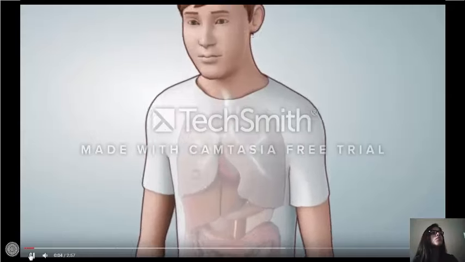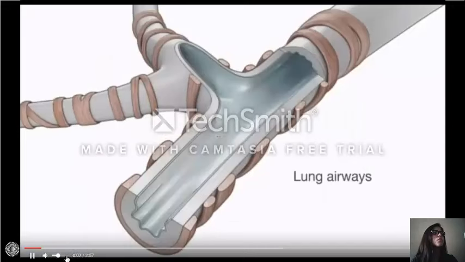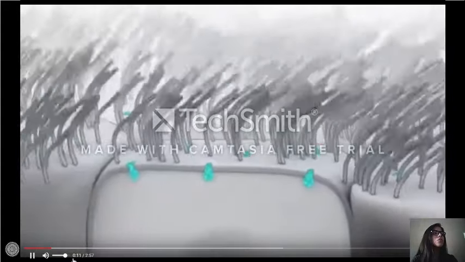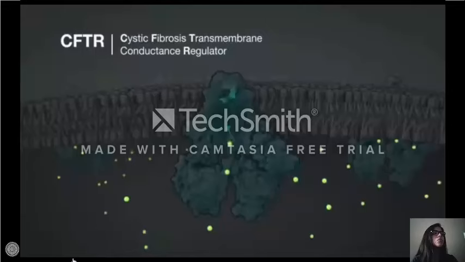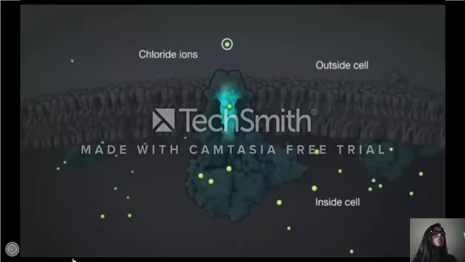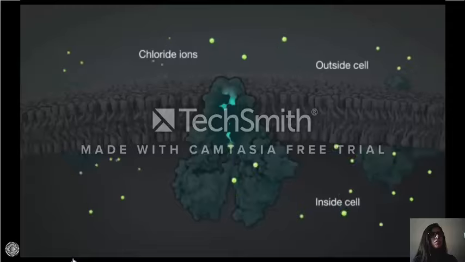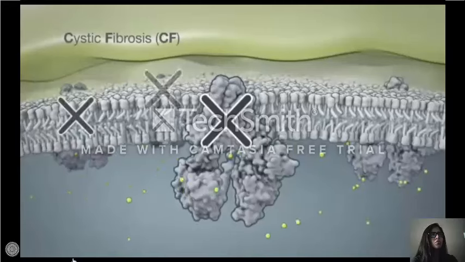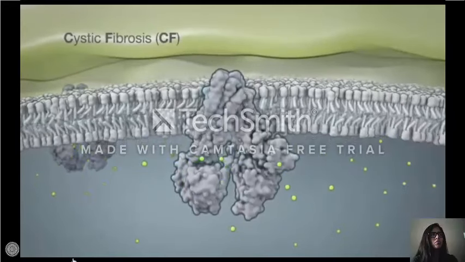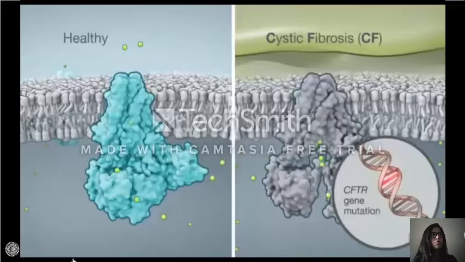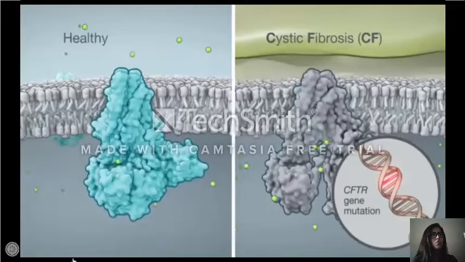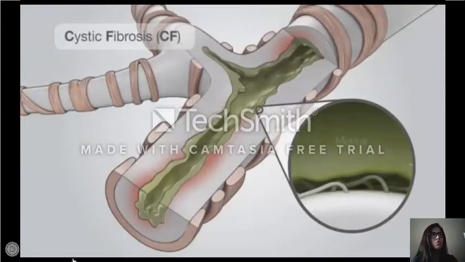in lung airways and passages in other organs. Cell surfaces have tiny proteins called CFTR. These act as channels for chloride ions to regulate the movement of salt and water in and out of cells. In cystic fibrosis, this process is disrupted because of a mutation or error in the CFTR gene, which provides the instructions for making CFTR protein channels. As a result, thick, sticky mucus builds up in many organs.